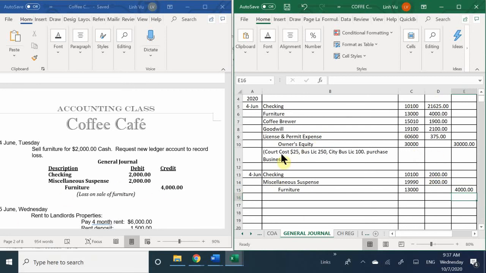Good. And I'm also going to make a note here that I actually sold the furniture and I actually had a loss. So right here I'm going to indicate loss on sale of furniture. Okay. Can you indicate there on the loss dash 2,000?